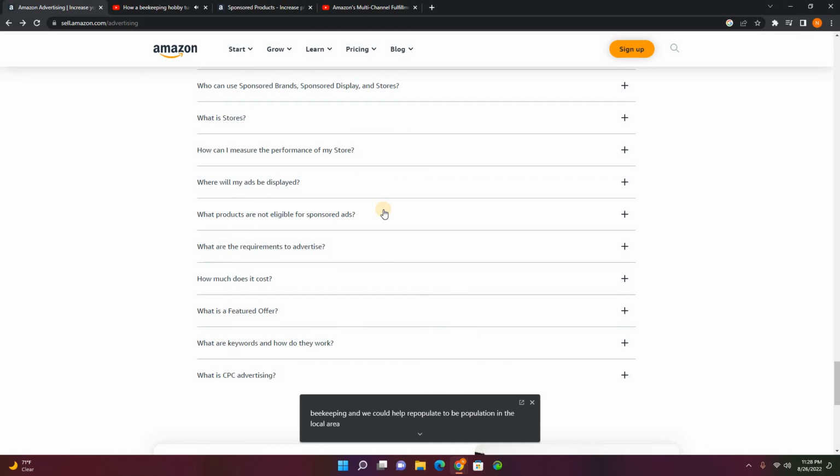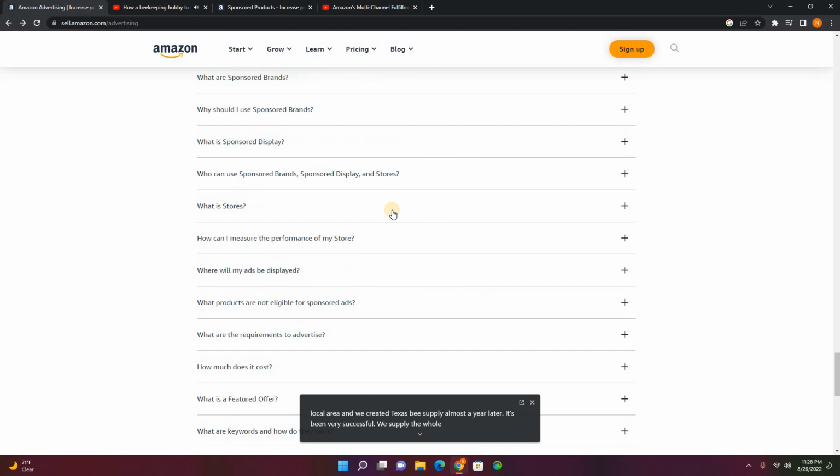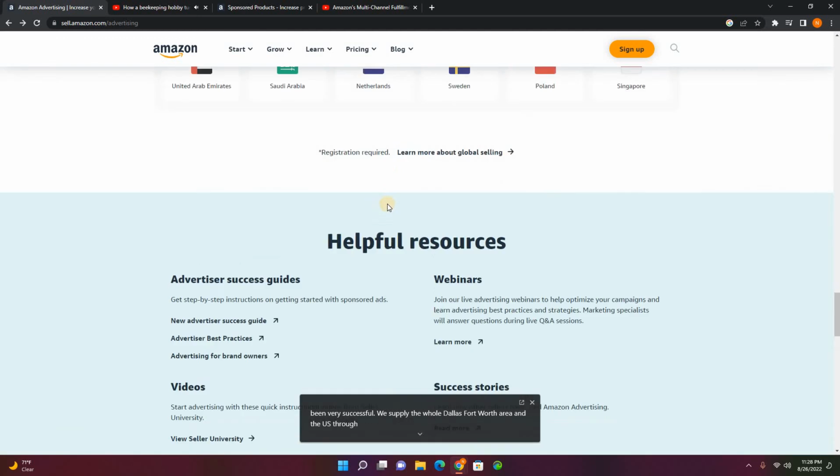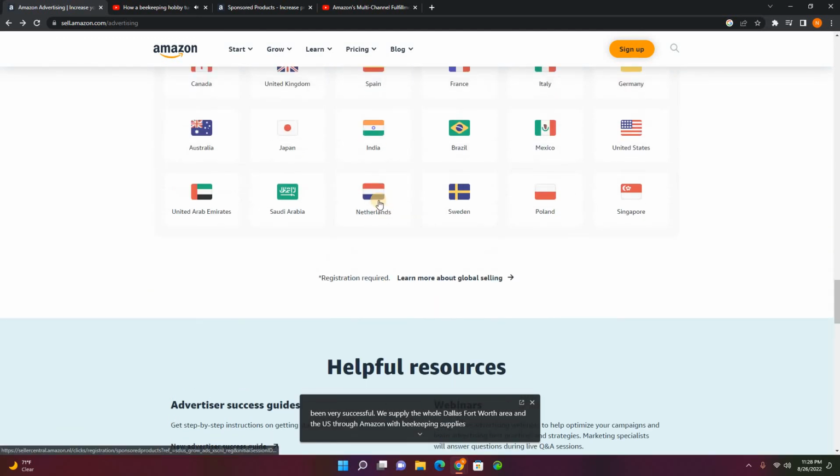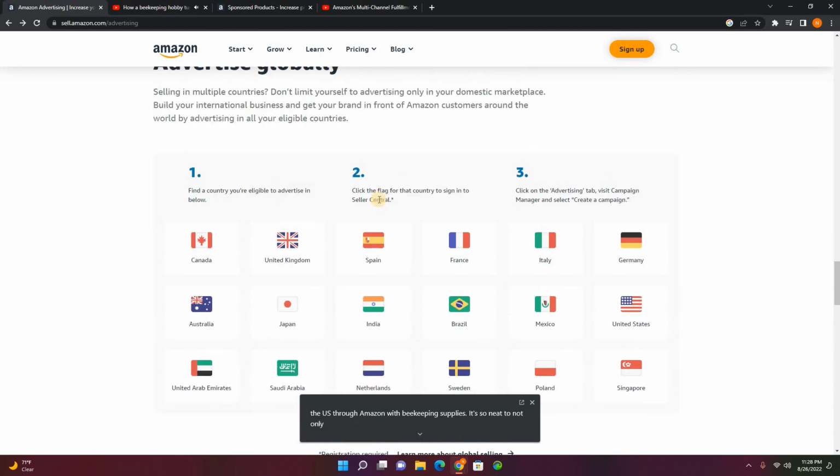And we created Texas Bee Supply. Almost a year later, it's been very successful. We supply the whole Dallas-Fort Worth area and the US, with Amazon, with beekeeping supplies. So it's neat to not only be able to provide a living for employees, but also for my family.